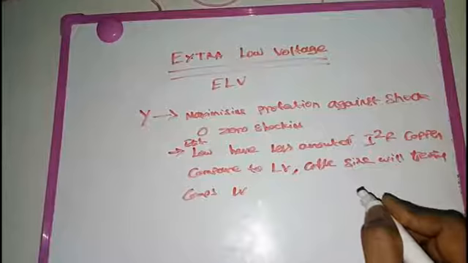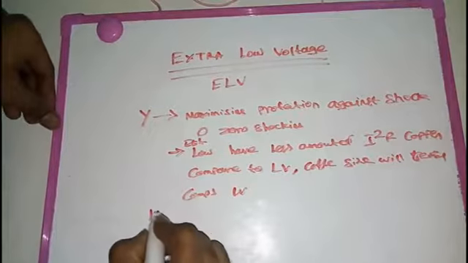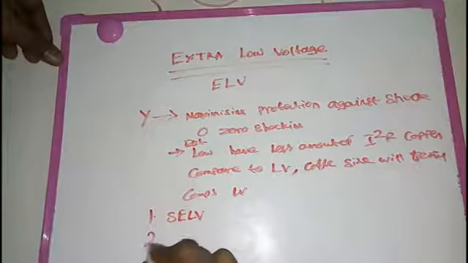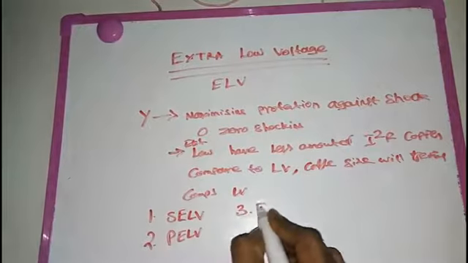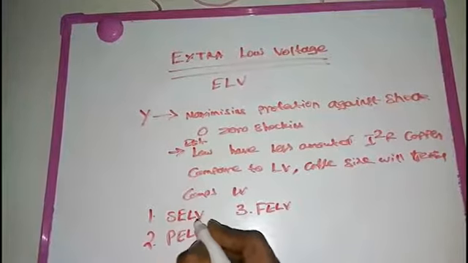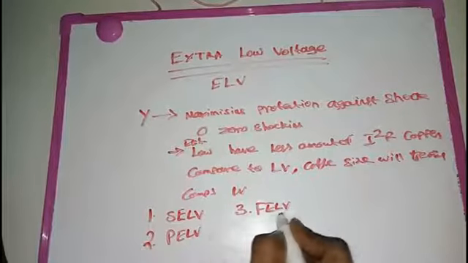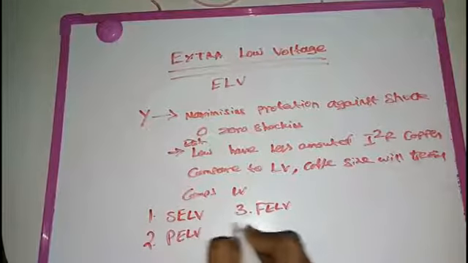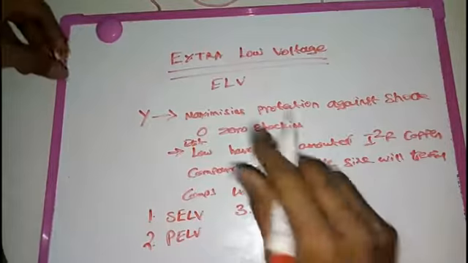Now we are going to see the types of extra low voltage system also. First one is SELV, the second one is PELV, and the third one is FELV. So we have separate extra low voltage, protective extra low voltage, and functional extra low voltage. These are the three types of extra low voltage. First we are going to see the SELV system.